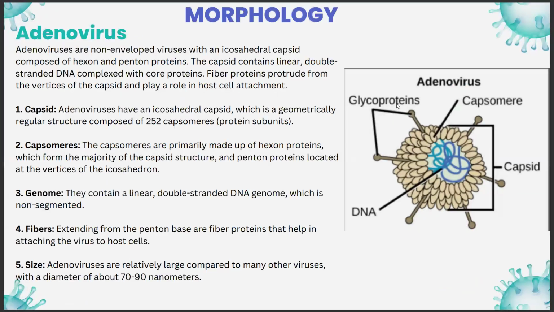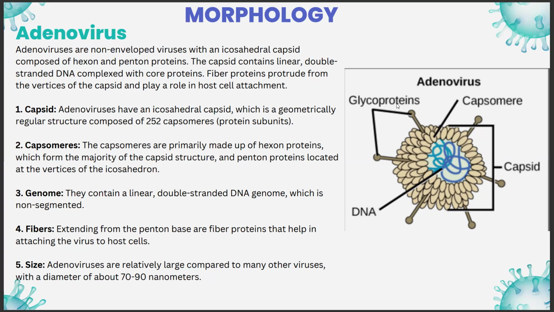Then adenovirus. Adenoviruses are non-enveloped viruses with an icosahedral capsid composed of hexon and penton proteins. The capsid contains a linear double-stranded DNA genome, with fiber proteins protruding from the vertices of the capsid and playing a role in attachment. This is the structure of adenovirus.